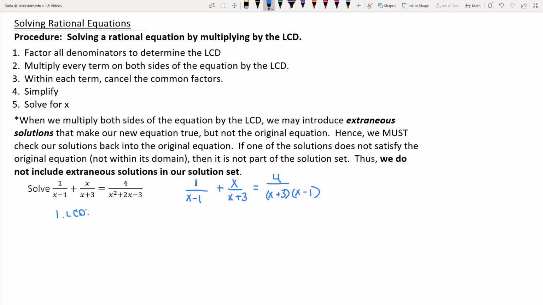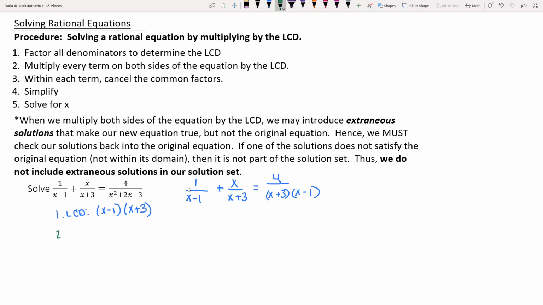So the LCD, from the first rational expression, we know we need to include a factor of x minus 1. And from our second rational expression, we need a factor of x plus 3. And then from our third rational expression, we need an x plus 3, which we already have, and an x minus 1, which we already have. So that's our LCD.